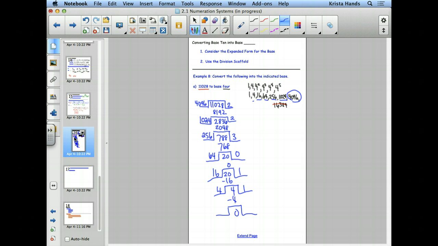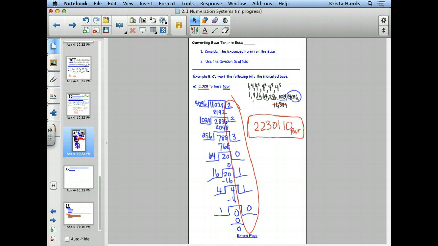We are not done until we divide by the number 1. The remainder being 0 does not indicate you're done. You're done when you've divided by every single power of 4 down the line. The number 1 goes into the number 0, 0 times. 0 times 1 is 0, and then we're done. Your answer is right here. Your answer is 2230110 base 4. And that's why I like the division scaffolding. Your answer's right there when you're done. That's so nice.